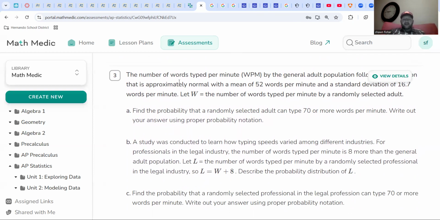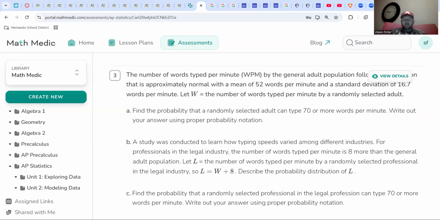The number of words typed per minute, WPM, by the general adult population follows a distribution that's approximately normal. I like it when you guys highlight this stuff. That's really good. It has an average of 52, standard deviation, give or take, 16.7 words per minute. Some people do around the average, and some people do a little bit more than that, almost 68 words per minute, so within one standard deviation. Some people are really good.